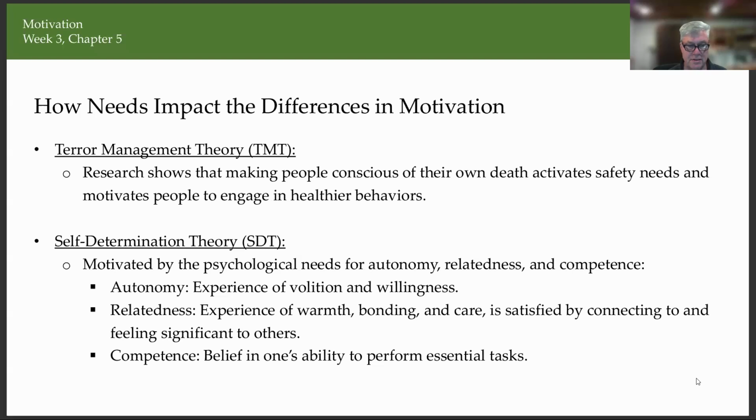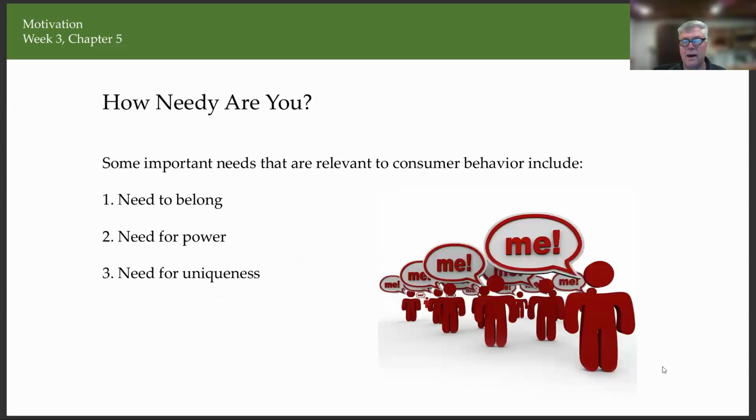So relatedness is a very big motivator. Competence, belief in one's ability to perform essential tasks, is a very important part of the self-determination theory. How needy are you? Some important needs that are relevant to consumer behavior include need to belong, need for power, need for uniqueness. Need to belong, I think we all understand that one.